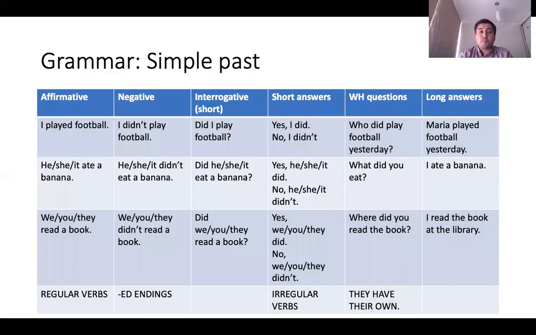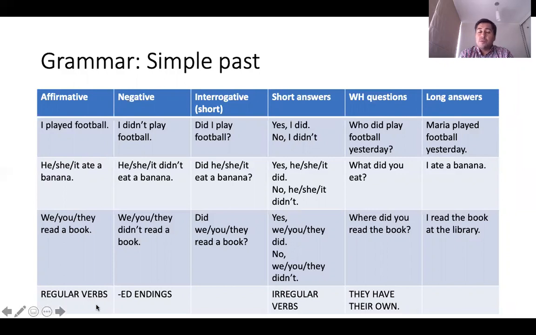Okay. Now, here I have a chart for you, so you can see how the simple past can be used in its different forms, right? So we have affirmative, negative, interrogative, short answers, WH questions, and long answers. So an example with I can be, I played football. I didn't play football. Did I play football? Yes, I did. No, I didn't. Who did play football yesterday? Maria played football yesterday. And then you continue with he, she, it, we, you, and they.